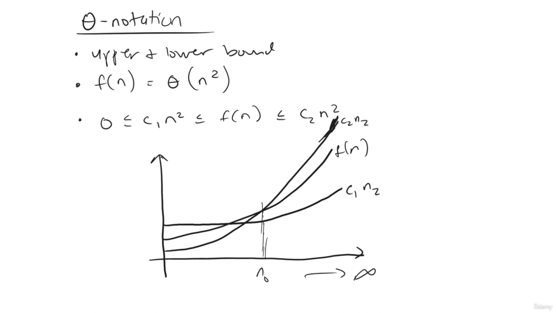All the way up to infinity, these two functions, c2 times n squared, c1 times n squared, they're always going to provide upper and lower bounds to f of n. F of n is always going to be sandwiched between them. So all the way out into infinity, c2 n squared is going to be up here, f of n is going to be here, c1 n squared is going to be down here, and f of n is always going to be sandwiched in between these two functions. And that's what theta of n squared means.